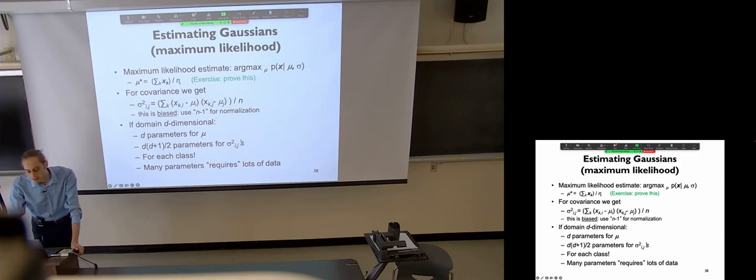My bad, this should be N. Yes, I modified the index. Yes, this should be divided by K here. And here as well. Yes, I should actually change it to N.